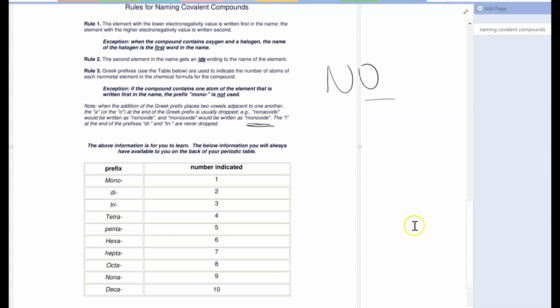And yes, you do need to know them. You do need to memorize them. I'm not giving you this table. So mono is 1, 2 is di, tri, tetra, penta, hexa, hepta, octa, nona, and deca.